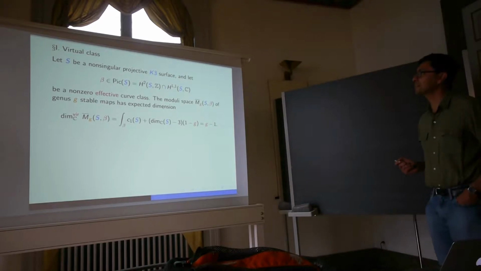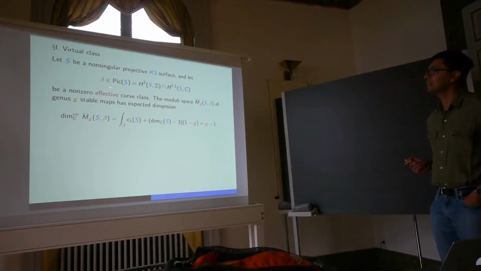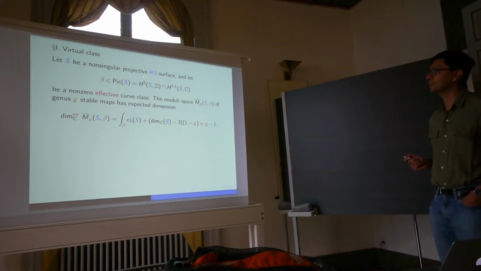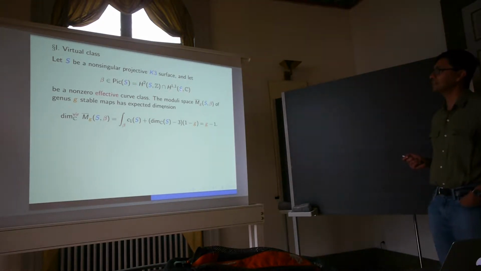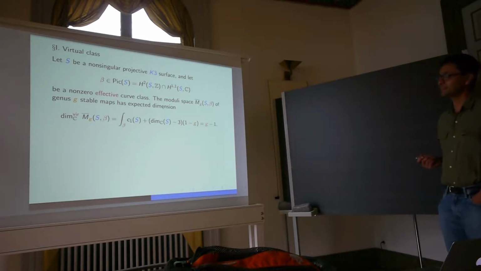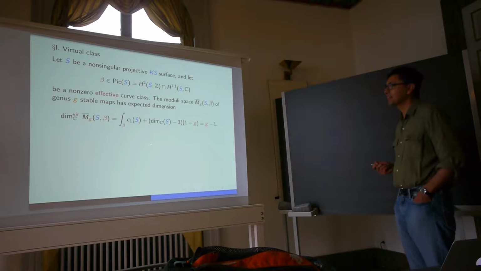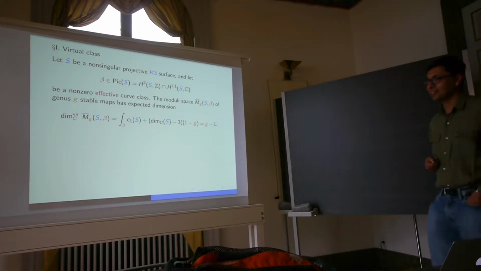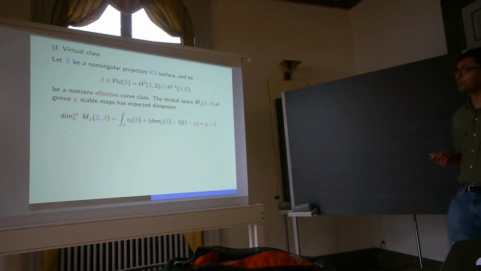And so if I have a non-singular projective K3 surface, it has a Picard group. This is a group of line bundles, and it comes from taking the integral cohomology and intersecting with the (1,1) part. And the very first question you can ask is, what is the dimension of the space of curves on a K3 surface? There are two invariants of the curve. One is the class, and the second is the genus of the curve. And there's an expected dimension formula.